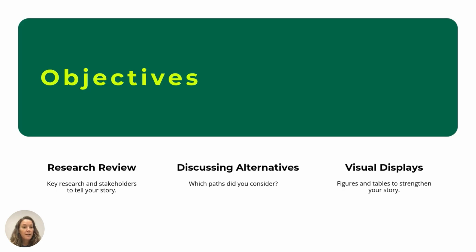Today, we're going to look at the research review section, so talk a little bit about key research and stakeholders to tell your story. Then we're going to discuss considering your alternatives, the different paths that you consider for your design choices. And then we will talk about visual displays, so using figures and tables to strengthen your story.